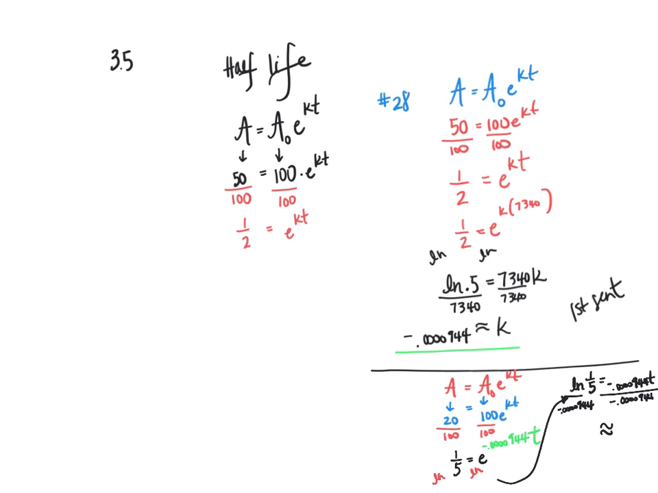You want to use the ANS feature. So you'll hit second and the negative. And this should give you, I think I'm going to round to the nearest years, I think it was 17,043 years.